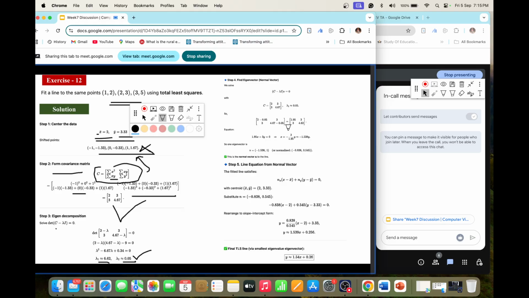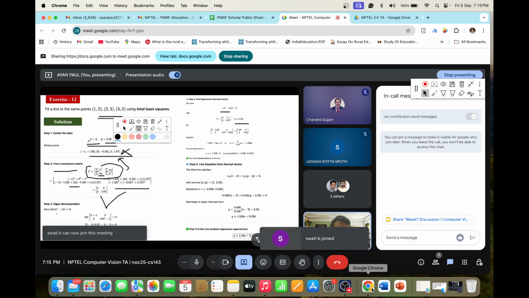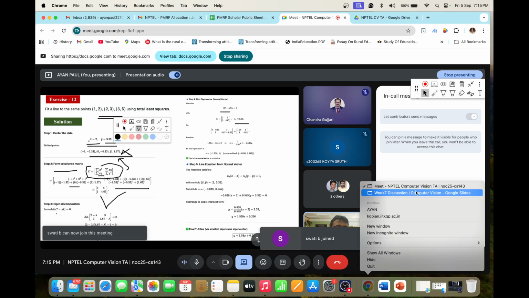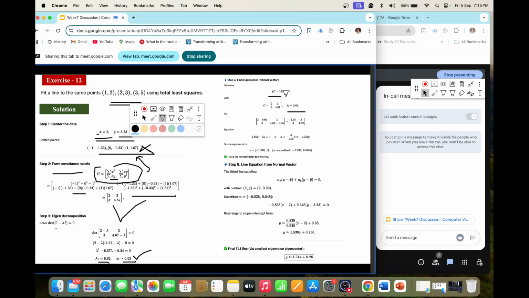You can calculate the eigenvector from this eigenvalue 0.05. It is very easy. You take C minus lambda I, which you already have, and multiply the vector v to it, where v is the eigenvector for this eigenvalue lambda. And you get the eigenvector minus 1.538 and 1. And the best is to normalize it.